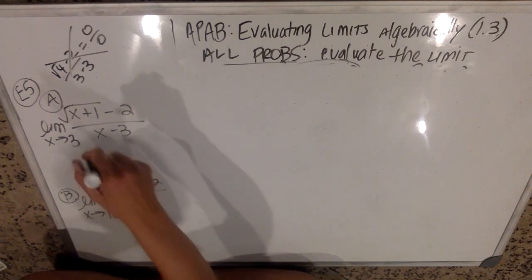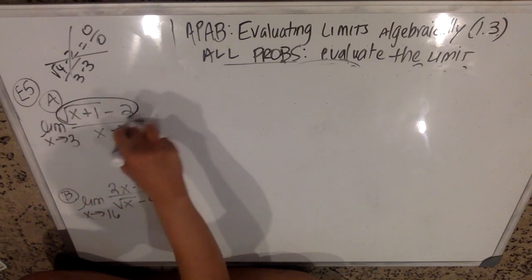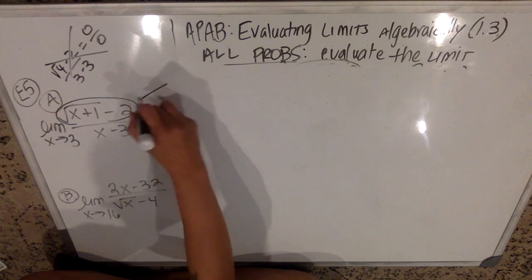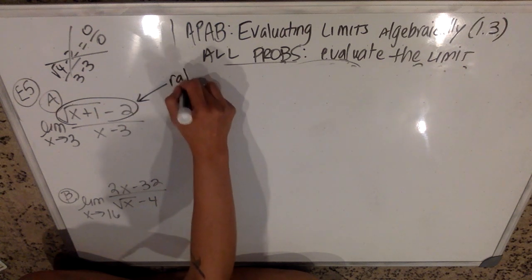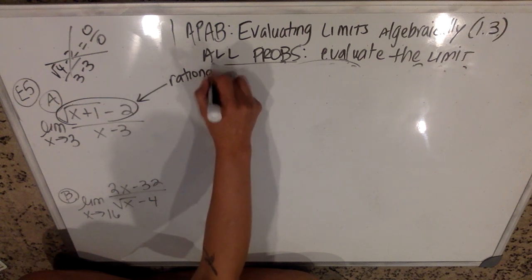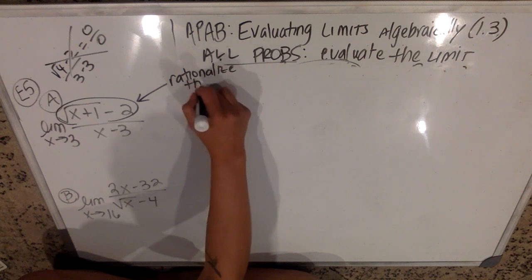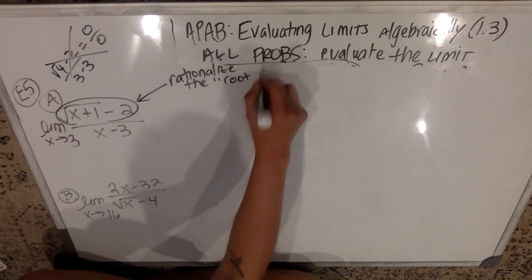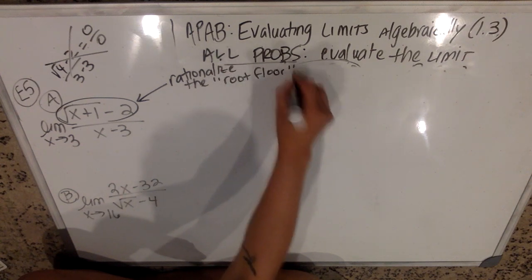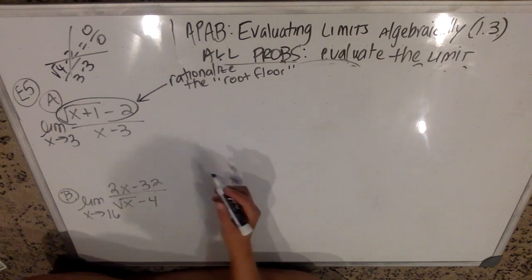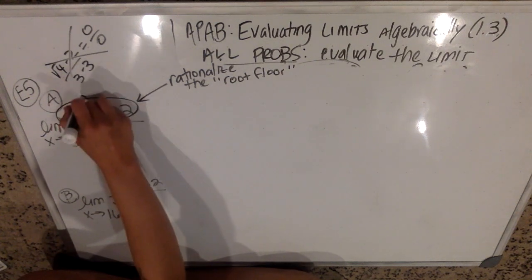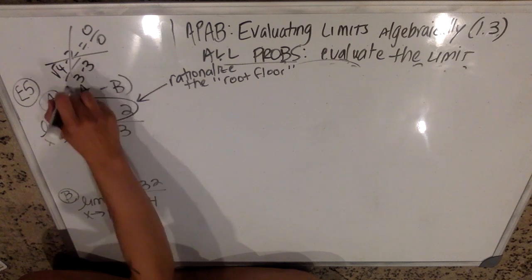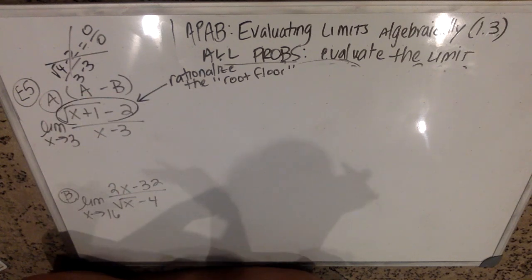So the trick here is that I want to rationalize the root floor, okay? And when I say the root floor, I mean the floor that has the root that's causing the problem. That's not like a clever math term, that's just a Hoganism. But what I want to do is, rationalizing means create a difference of squares pattern. So I already have an A minus B, where A is that entire root.